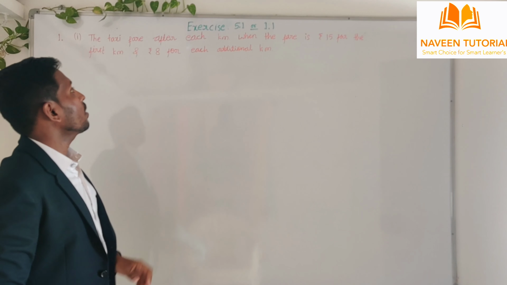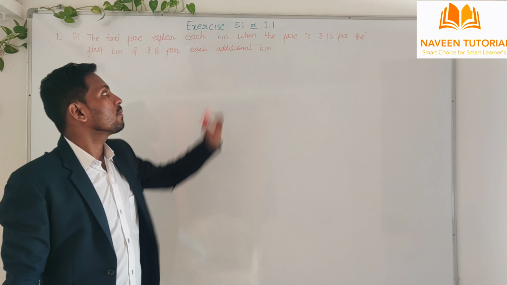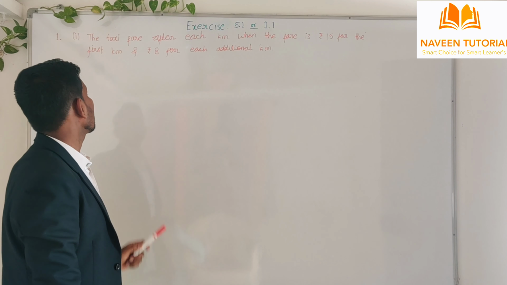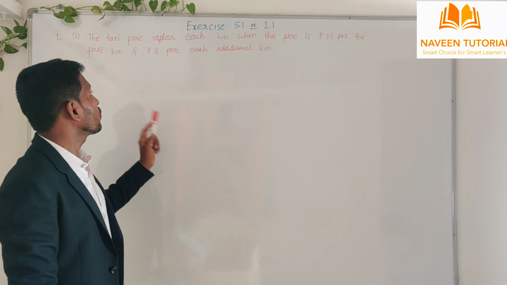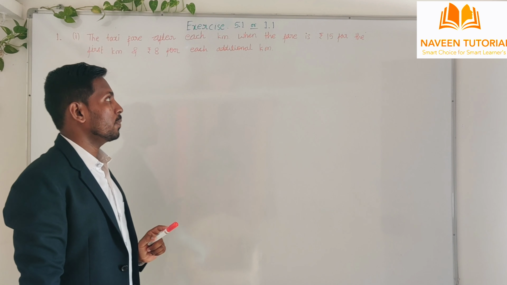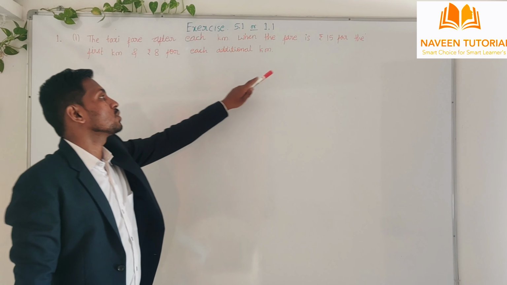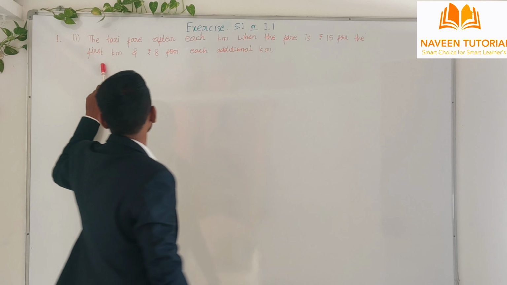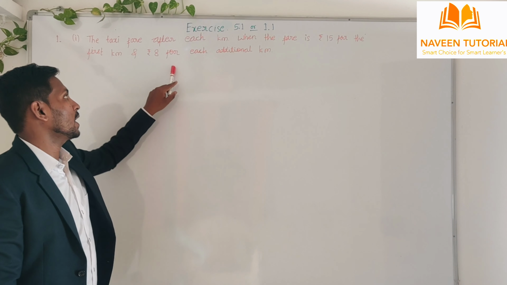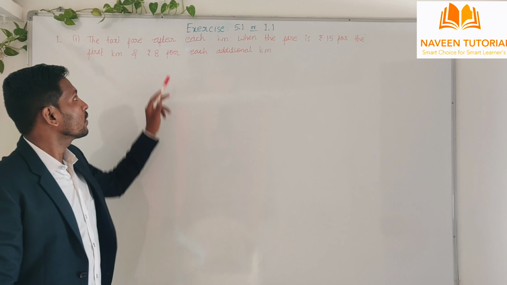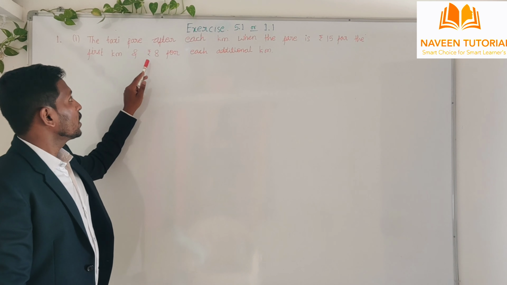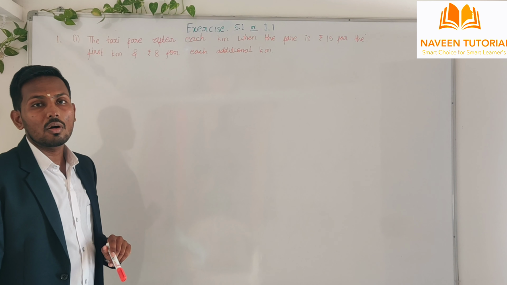The taxi fare after each kilometer when the fare is rupees 15 for the first kilometer and rupees 8 for each additional kilometer. Here the question itself says that the cost of the first kilometer is rupees 15 and each additional kilometer costs rupees 8. Now we have to say whether the given situation forms an AP or not.